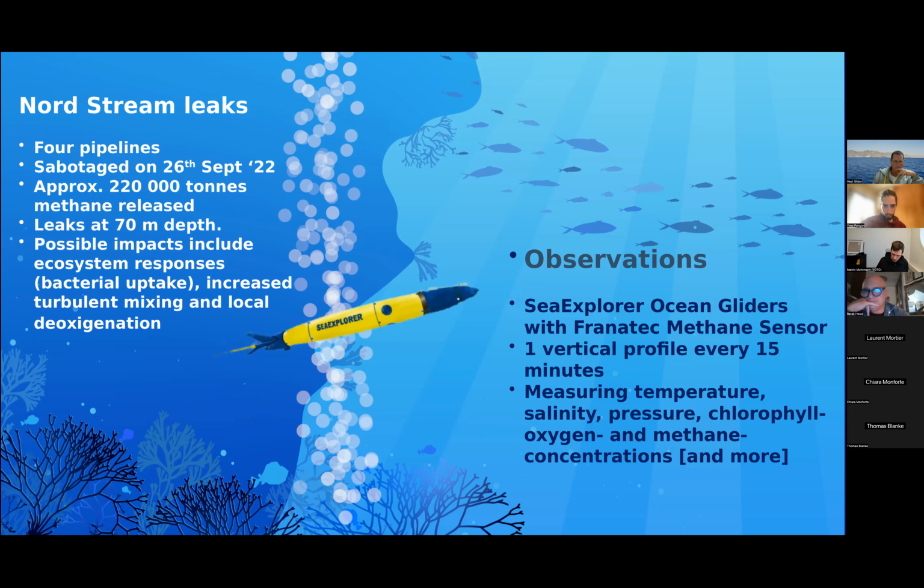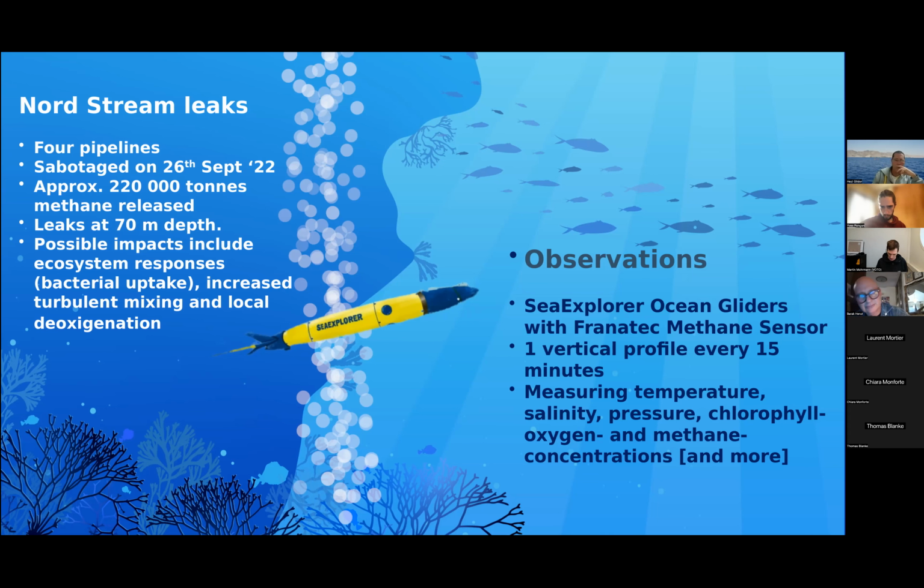We collected our observations with Sea Explorer ocean gliders. We deployed them just outside of the 5 nautical mile exclusion zone downstream of the leaks. In this relatively shallow water, we get 1 vertical profile about every 15 minutes with the variables that we collected: temperature, salinity, pressure, chlorophyll, oxygen, and last but not least, the methane concentration that we collected with a Franatech methane sensor.